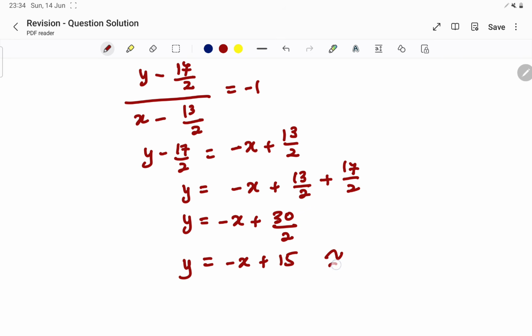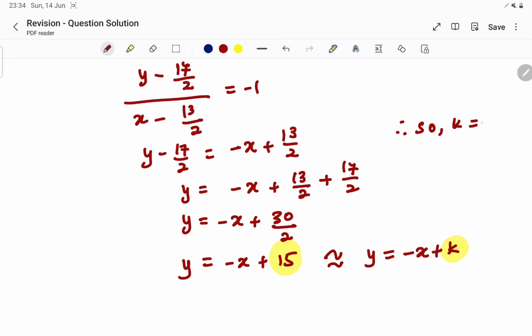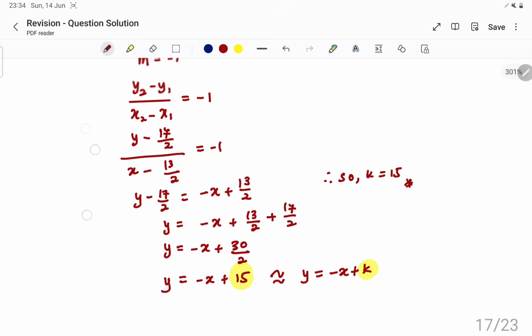If you see, this is similar to y equals negative x plus k. So from here we know that k is equal to 15. K is equal to 15. That's it for this question.